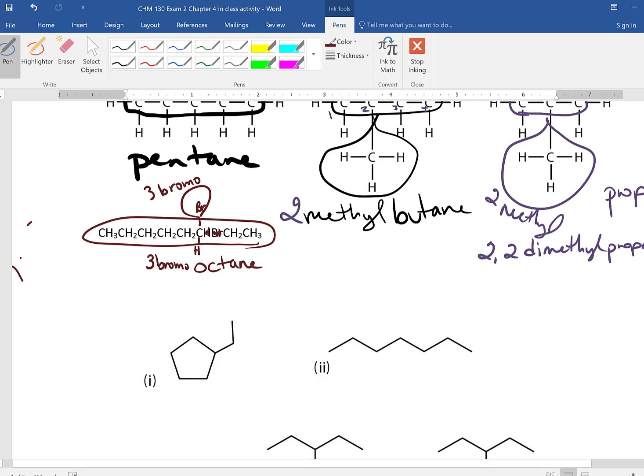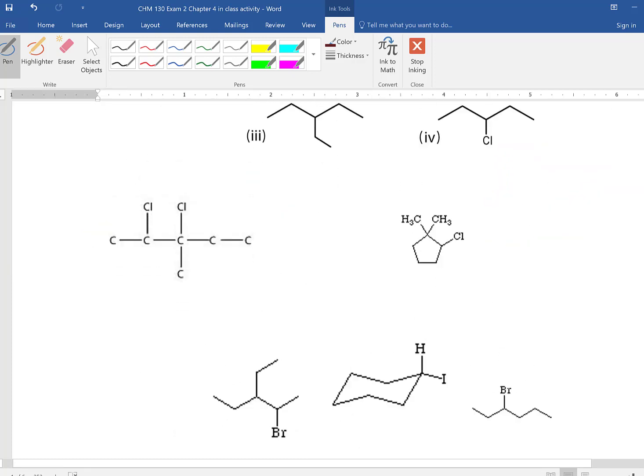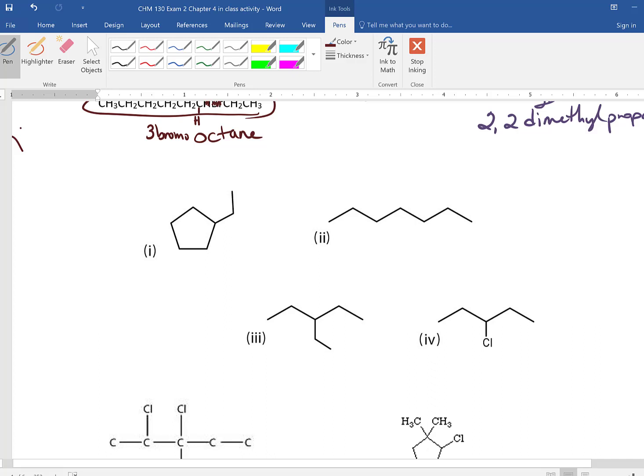When you're looking at and naming skeletal structures, like look at this one. When looking at skeletal structures, remember every corner and every end is a carbon. So how many is that? 7. So you see 7? So every corner and every end is a carbon. So 7 is? Nope, that's 8. Heptane.